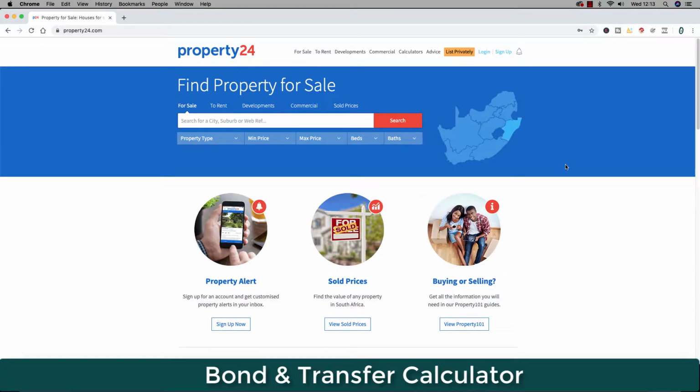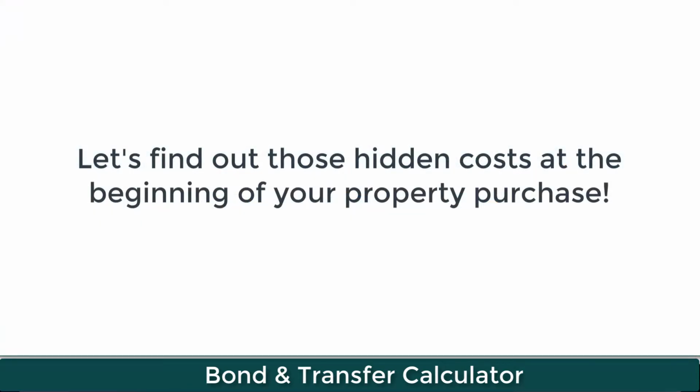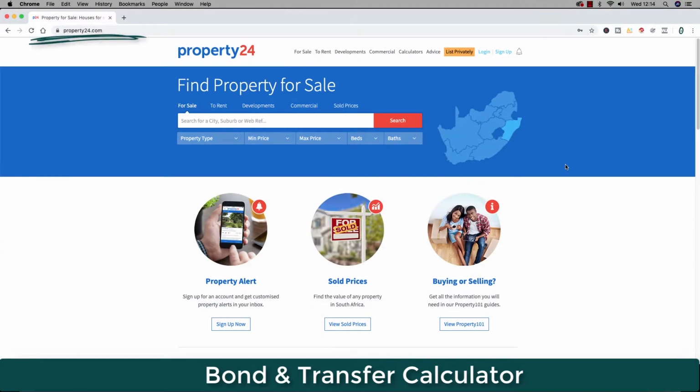It's Carmel, and today I'm looking at the bond and transfer calculator, which is my favorite because I know that when I choose a property, I know automatically what my costs are going to be, and sometimes these can be very hidden costs when you don't know what to expect. So again, I'm going to go onto the property24.com website.